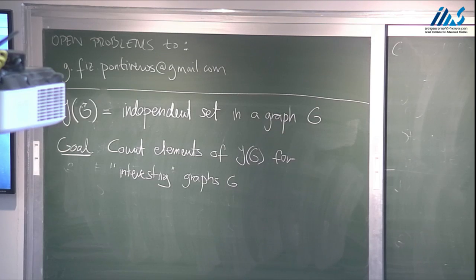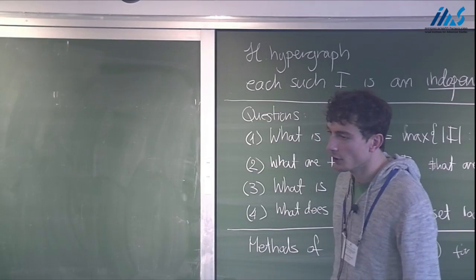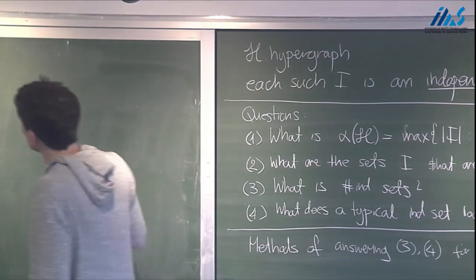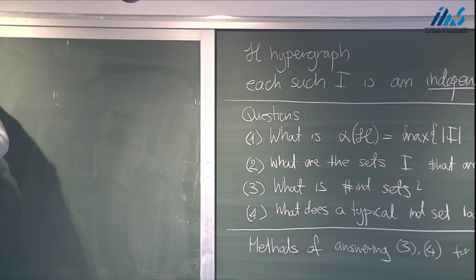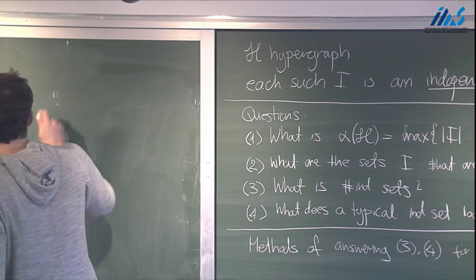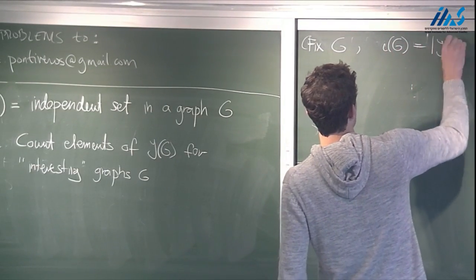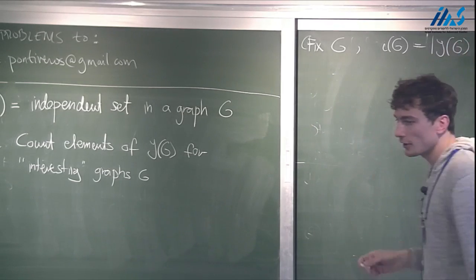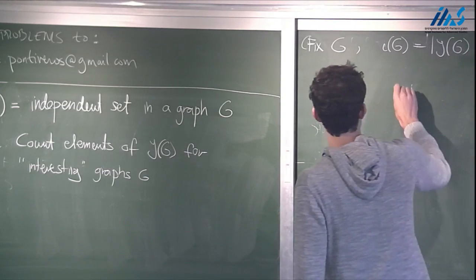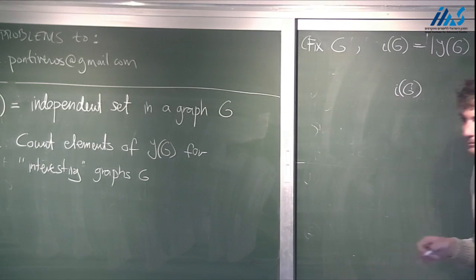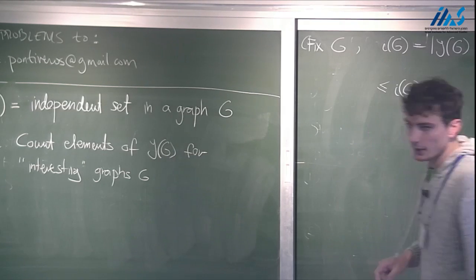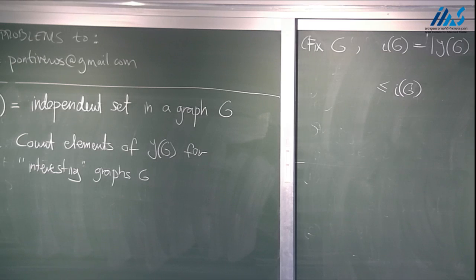Now, can we say anything about this question for an arbitrary graph G? So let's indeed fix a graph G and maybe denote by little I of G the number of independent sets in G. Can you give me any bounds on I of G? So what about a lower bound? 0. Okay, I guess we can do a little better. We can do 1 because the empty set is independent.